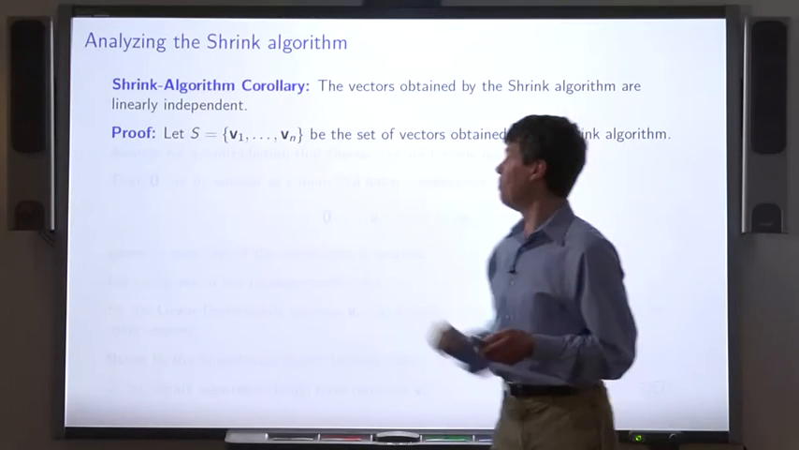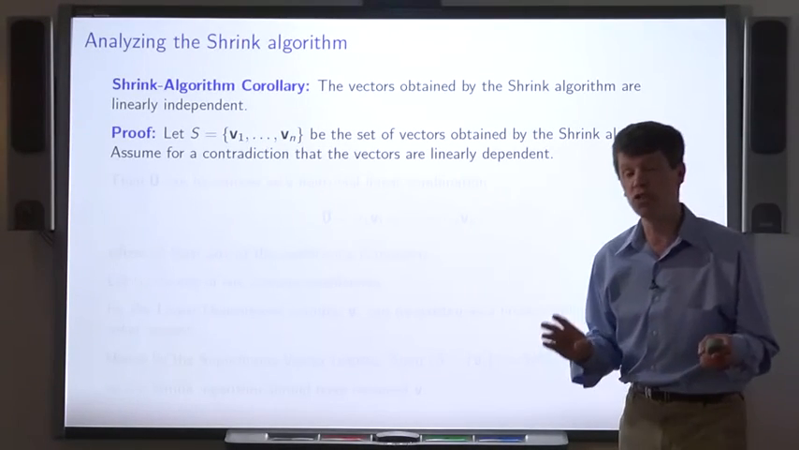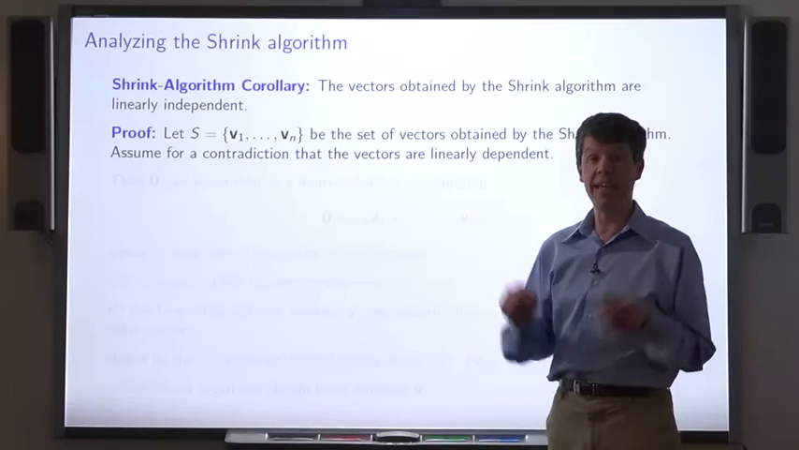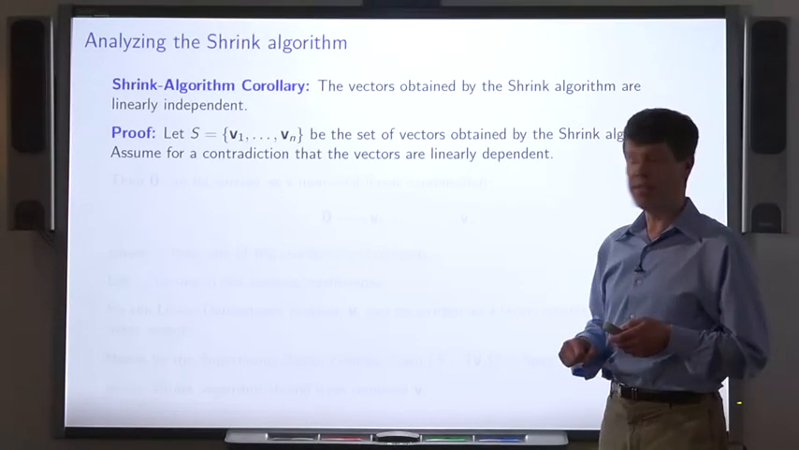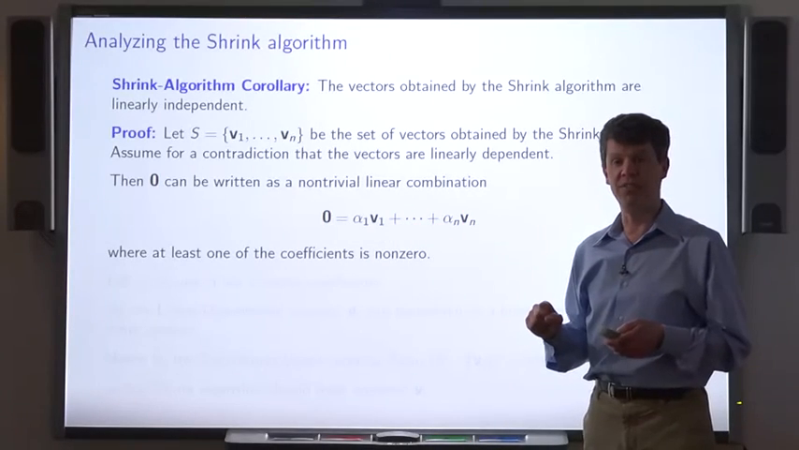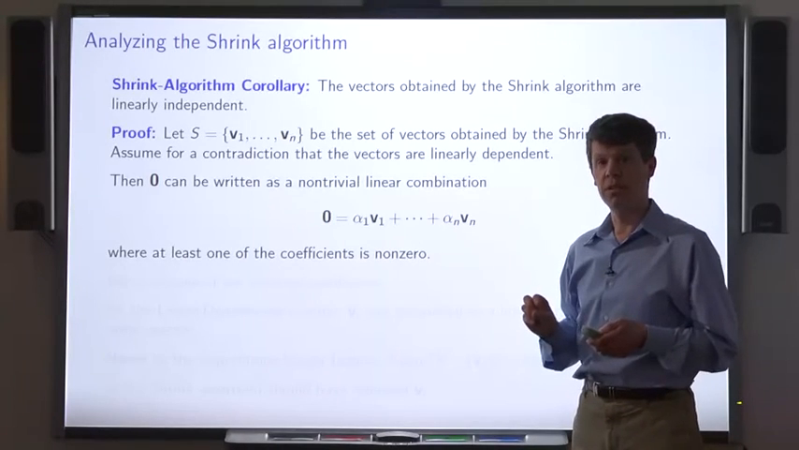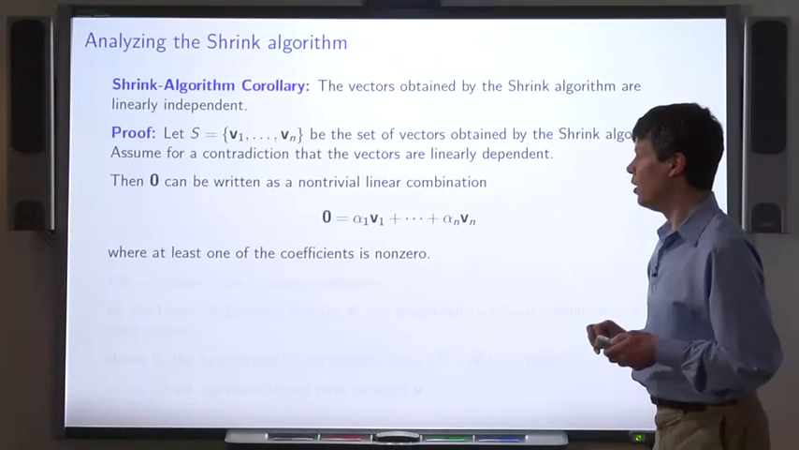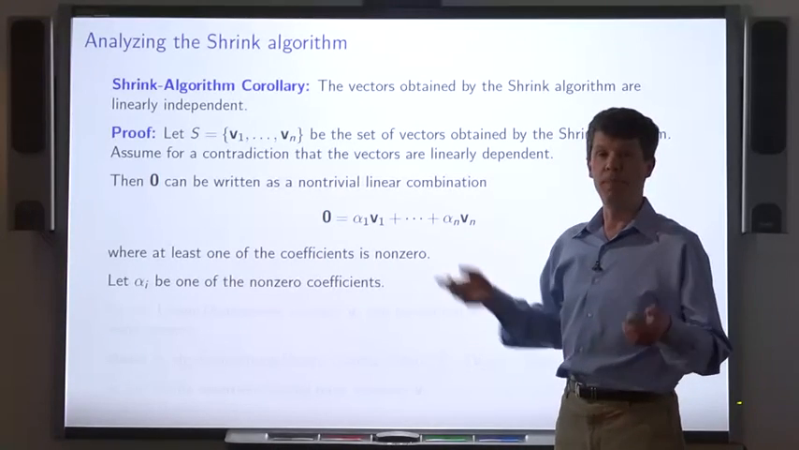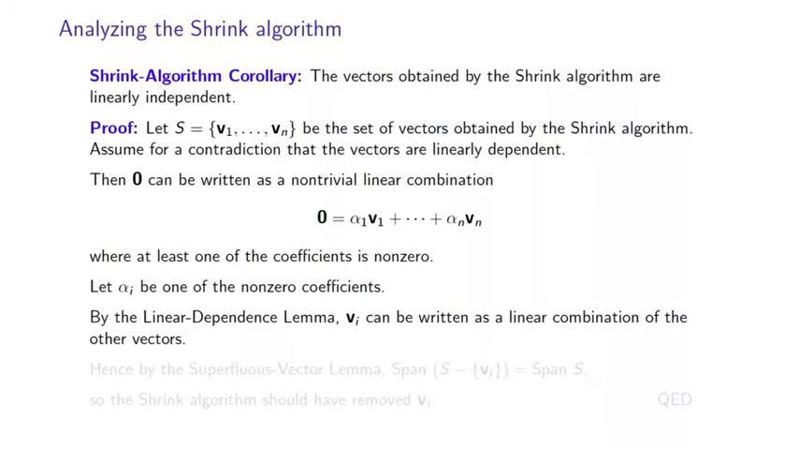Let v1 through vn be the set of vectors obtained by the shrink algorithm, and assume for a contradiction that these vectors are linearly dependent. That means that the 0 vector can be written as a non-trivial linear combination of these vectors. That is, a linear combination in which at least one of those coefficients is non-zero. So let alpha i be one of those non-zero coefficients. By the linear dependence lemma, then, vi, the corresponding vector, can be written as a linear combination of the other vectors.